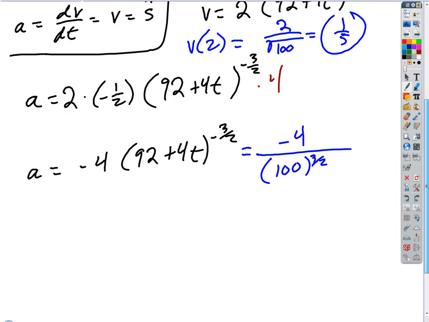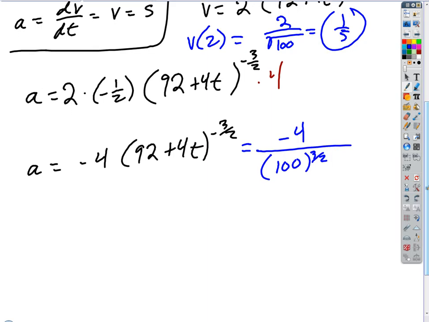And now, remind me, what does 100 to the 3/2 mean? Square root, then cube? Good, exactly. It's the square root cubed. The square root of 100 is 10, cubed is 1,000, right? So we get negative 4 over 1,000, so that's negative 1 over 250, or negative 0.004. So you take the square root first and then cube it. Yeah. Or we can just plug it into the calculator. Fair enough. Yeah, that works for me.